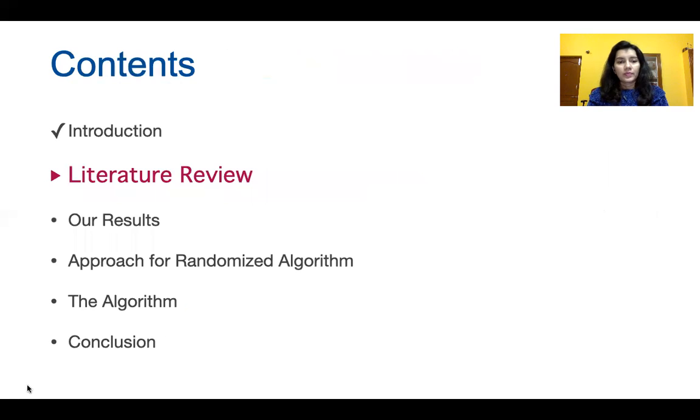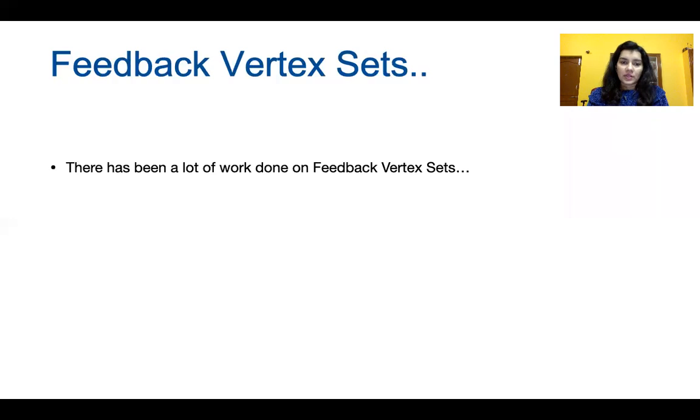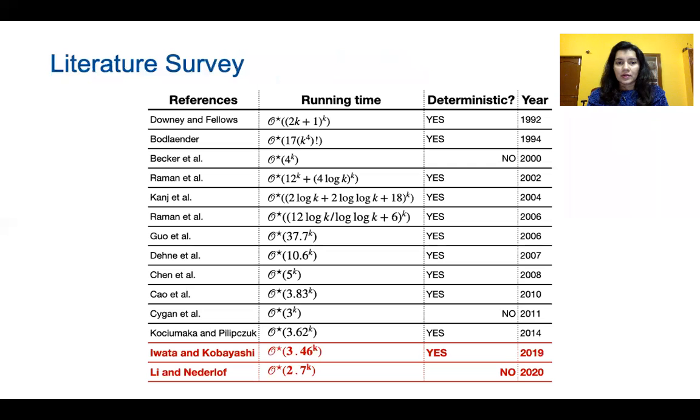Moving forward, feedback vertex sets are basically sets of vertices. If you talk about graphs, it's a set of vertices whose removal makes the graph acyclic, or makes it a forest. And there has been a lot of work done on feedback vertex set in graph theory. In fact, lots and lots. This table gives a brief overview of the results.